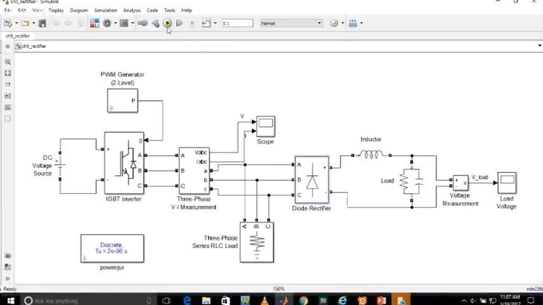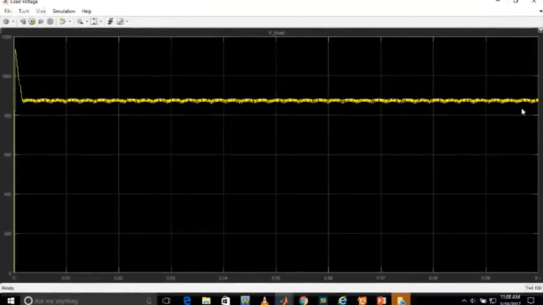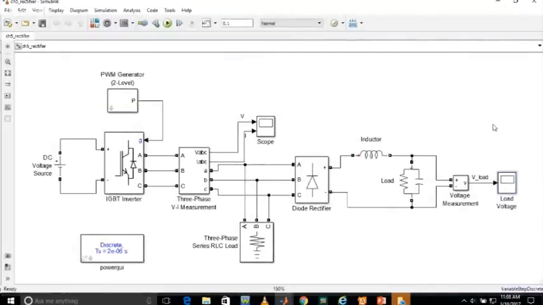If you run this program again, you will see this inductor and this load will be providing a filter. It will reduce the ripples present in our signals, because as you already know, all the rectifiers in our system give you a ripple output, not pure DC, right? So we are connecting a filter circuit here with inductor and RC, and it will give us almost constant DC. You can also see there are ripples present, but the amount is very less. So this is how you make a diode rectifier circuit.